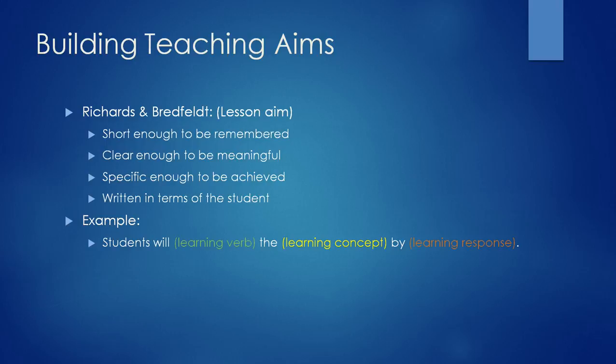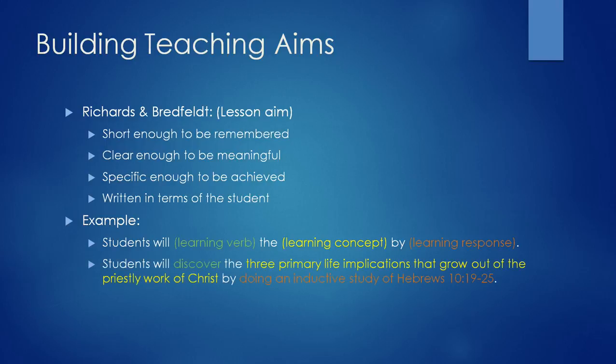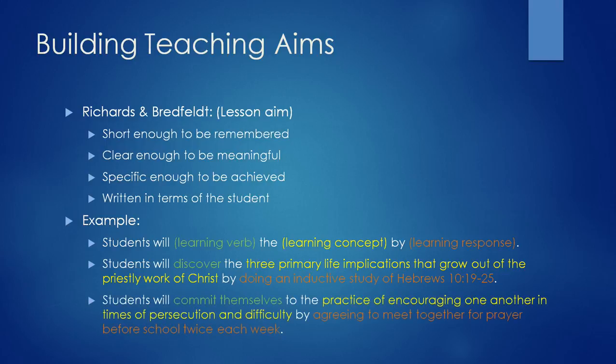So let's give an example, and then I'm going to talk about these examples. The first example I do not like. It's not a good example. It's in the text, and I want to tell you why I don't like it. Let me go to the second example first. That's the second one that's given on page 144 in your text. Students will commit themselves to the practice of encouraging one another in times of persecution and difficulty by agreeing to meet together for prayer before school twice each week.